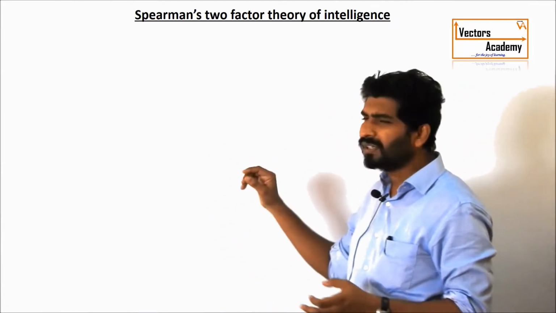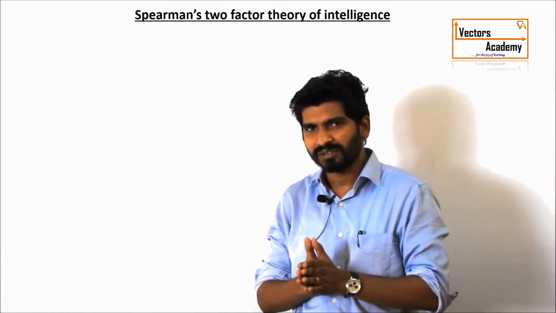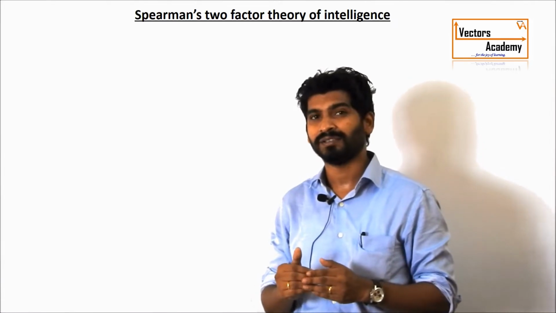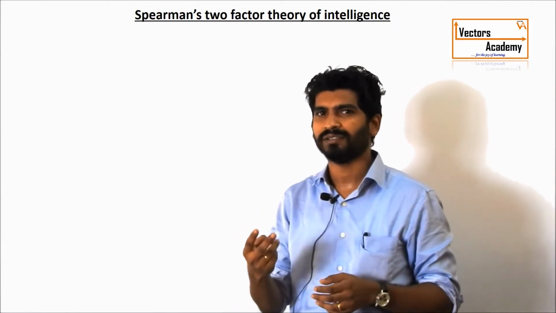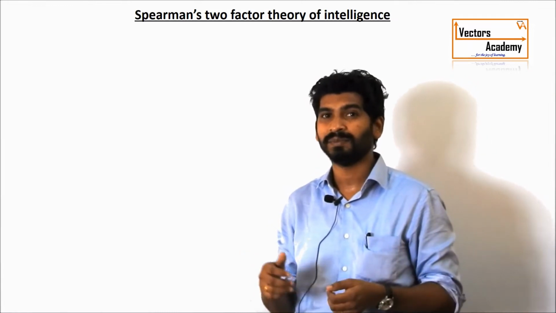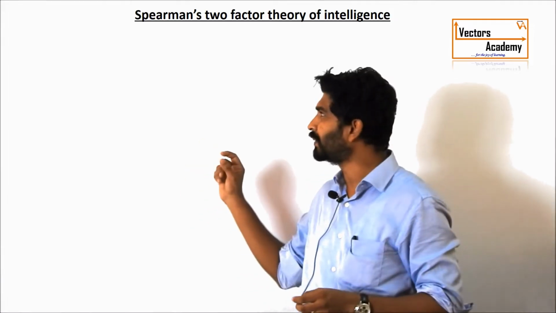Now what does Spearman propose? Different abilities a person possesses are due to the presence of different factors. Basically two factors, that is the S factor and the G factor. G means the general factor, S means the specific factor. Now to understand these two factors, we'll take an example.